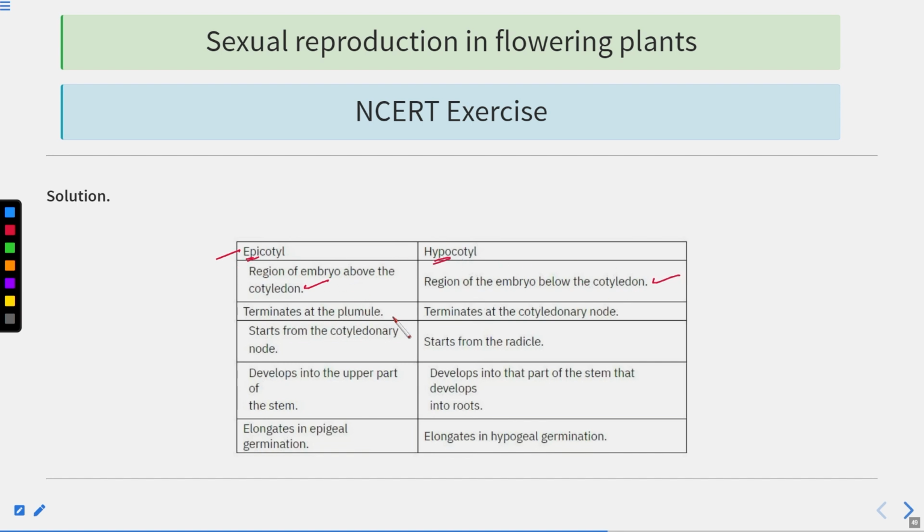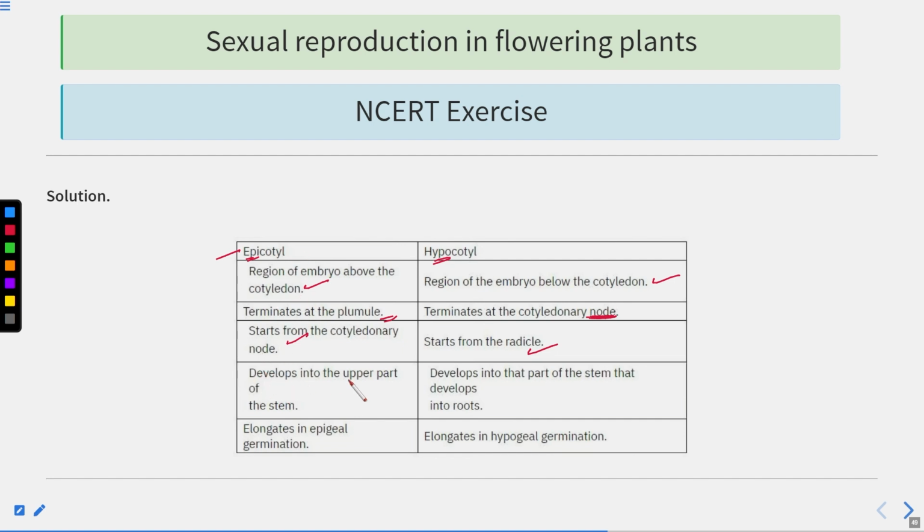Next, epicotyl terminates at the plumule. And hypocotyl terminates at the cotyledonary node. So what is the cotyledonary node? It is the junction between the epicotyl and the hypocotyl. Then epicotyl starts from the cotyledonary node, whereas hypocotyl starts from the radicle. Clear? Radicle is also known as the embryonic root. Okay. Epicotyl is known as the embryonic shoot.